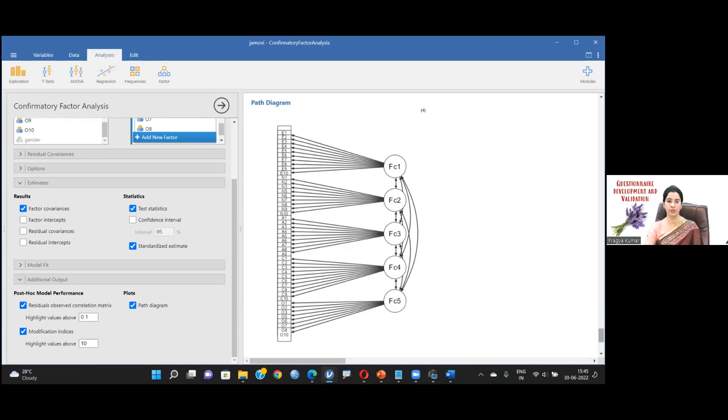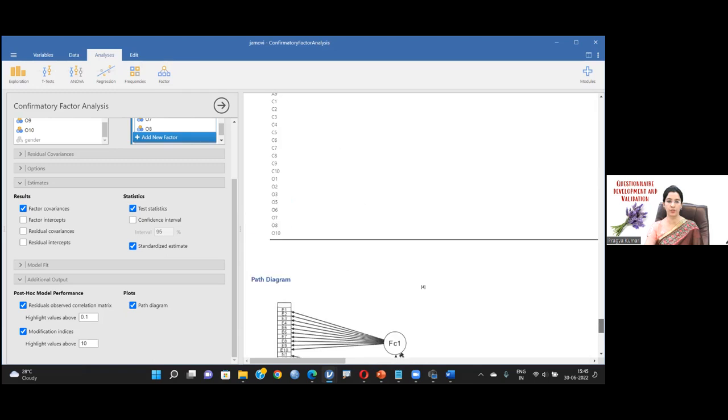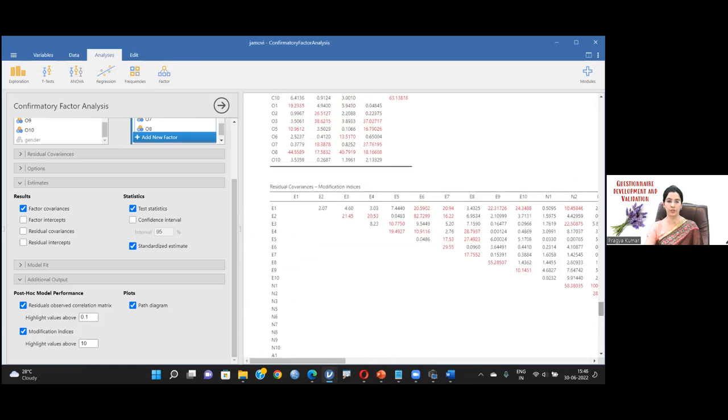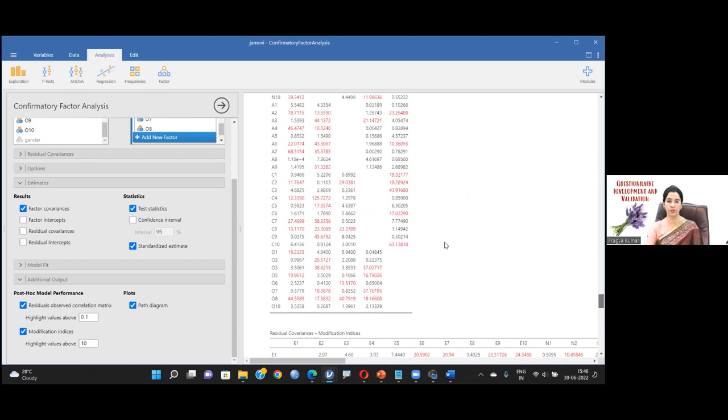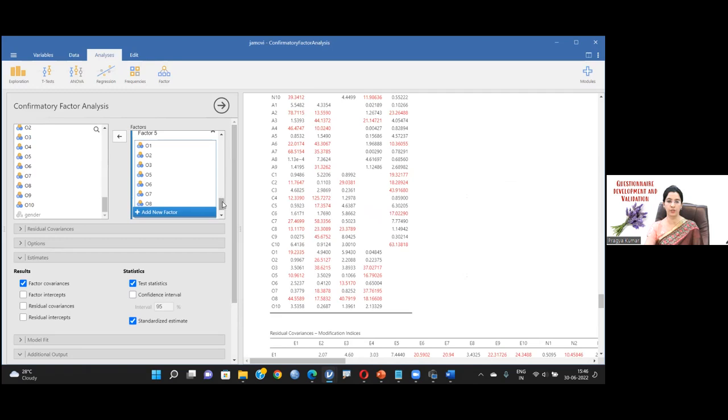But right now I'm going back to the modification indices. In this, what I do now is remove this A7. It was 68. So I'll go again here in the data, and this was the O7, sorry, it was A7. So this was A7, and it has moved back.